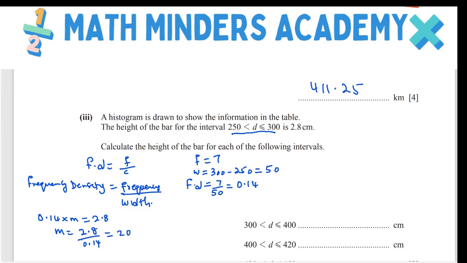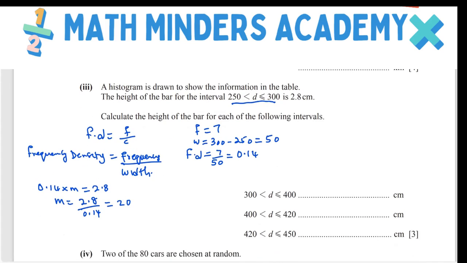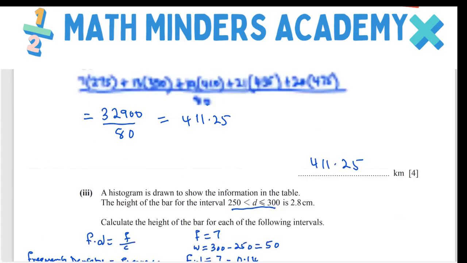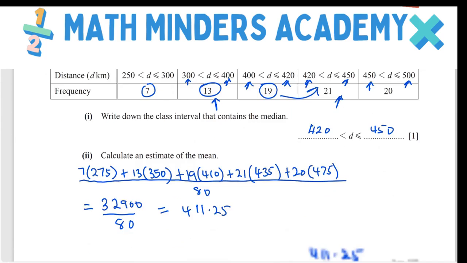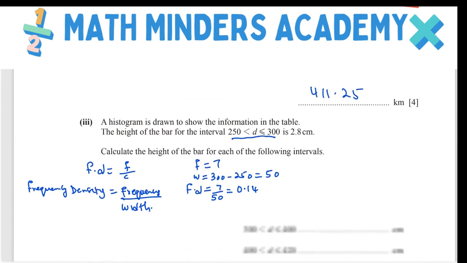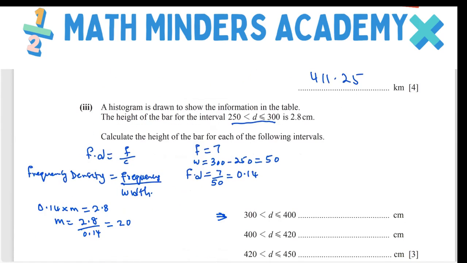So we look at the question now. We go to this class here, 300 to 400, and we are going to look at the frequency. From the table, 300 to 400, the frequency is 13. So we go back, the frequency is 13 for this class.